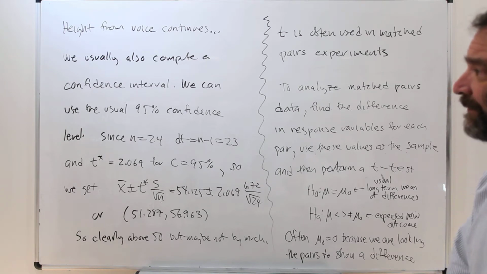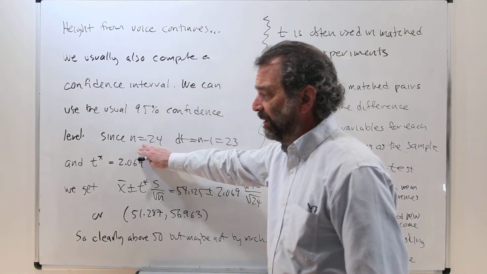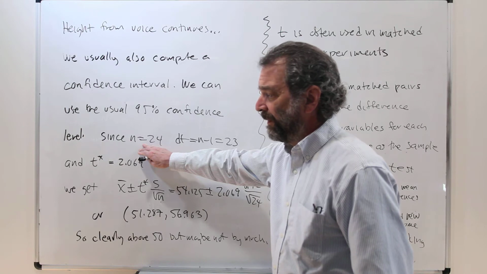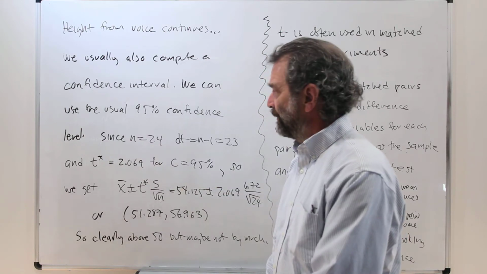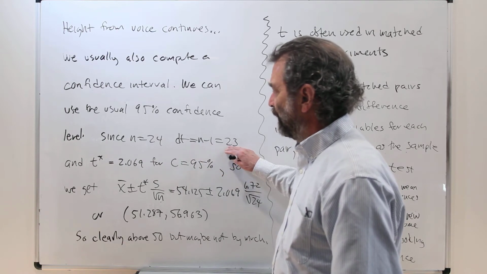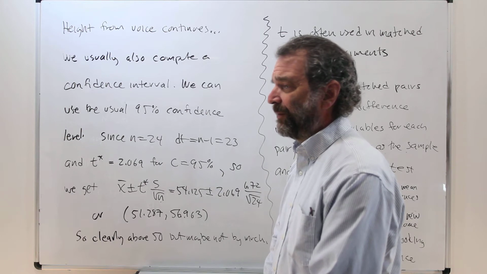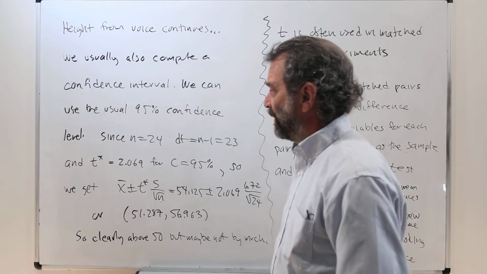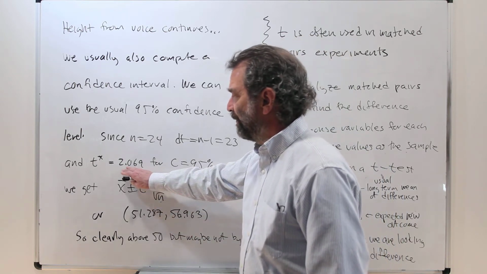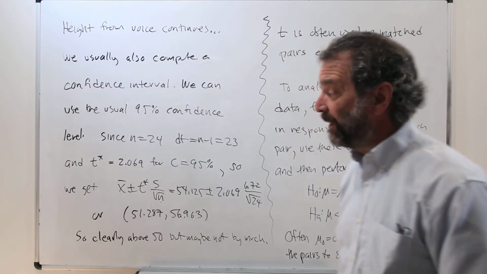So we'll use the usual 95% confidence level. We have 24 observations, so the degrees of freedom is 23. So we have those 24 values of how many they got correct. And then we'll compute a t-star for degrees of freedom 23. For 95%, 2.069. We have to look that up in the tables.